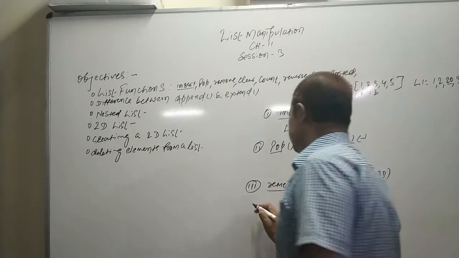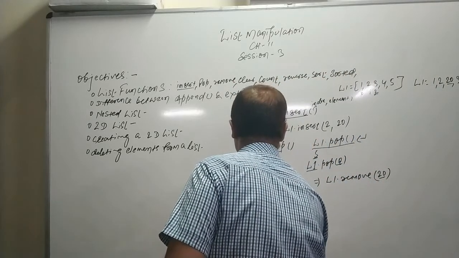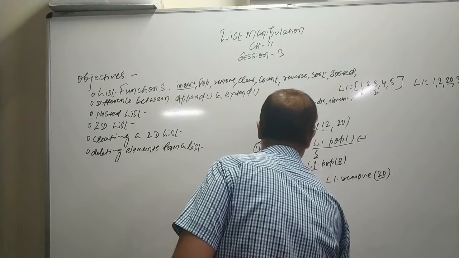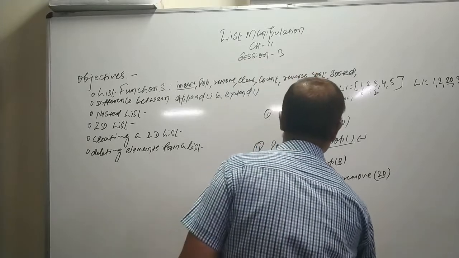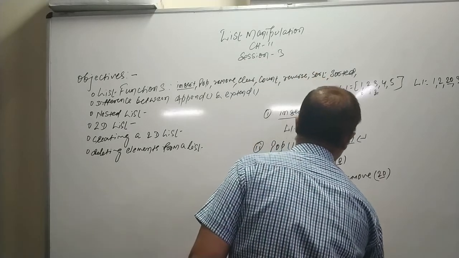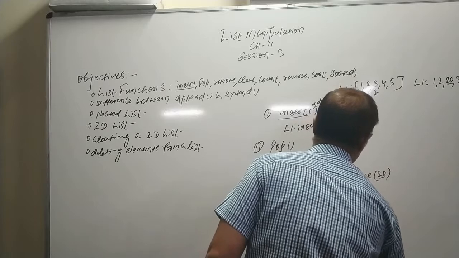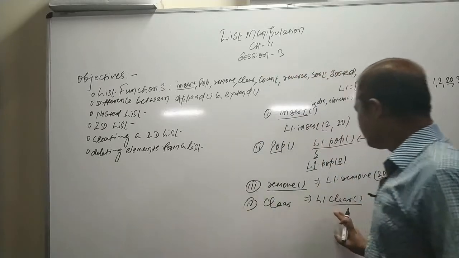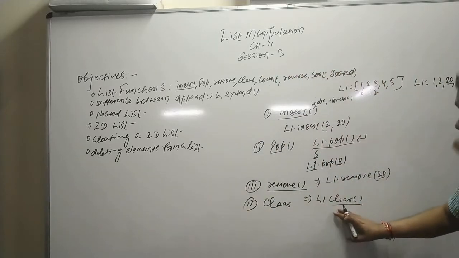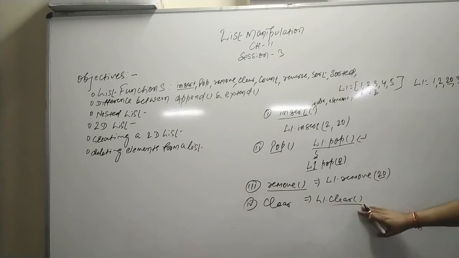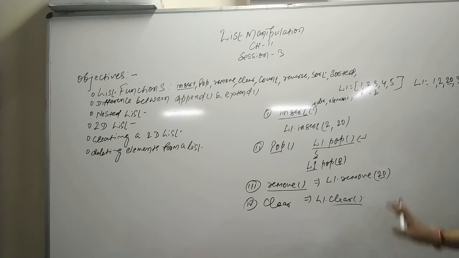Now next is clear. The fourth method of today is the clear method. The clear method simply clears a list. So the application will be L1 dot clear. And since it clears all elements, nothing is required inside the function, you can simply say L1 dot clear, open close bracket, that's the denotation of the function, and it will clear all elements.